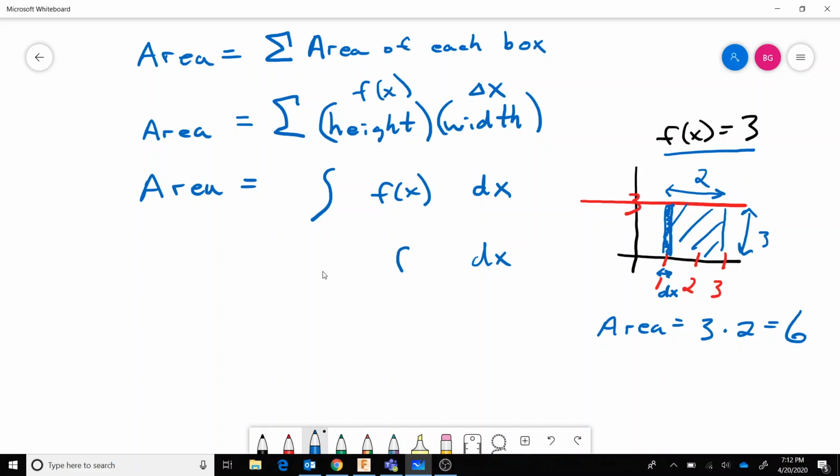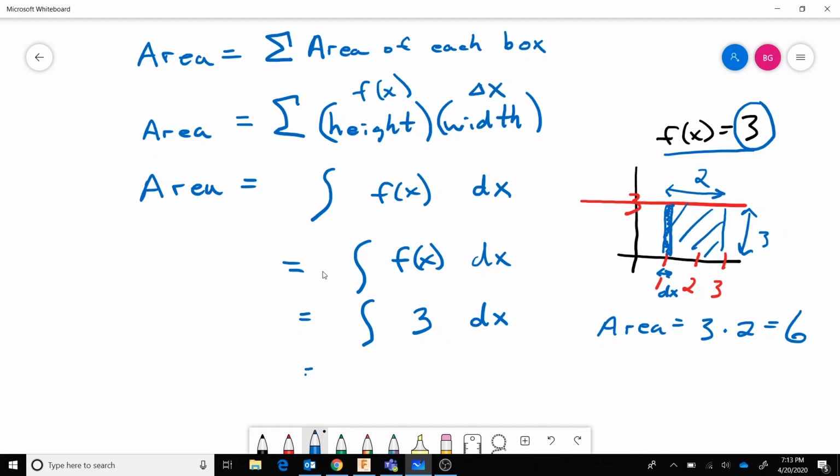And I'm going to sum all these up. I just wrote the same thing over, didn't I? That was kind of silly. Well, f of x, I actually know is 3, so let's substitute that in for f of x right here. And dx is our width. And this now looks like a problem like you guys actually solved before.